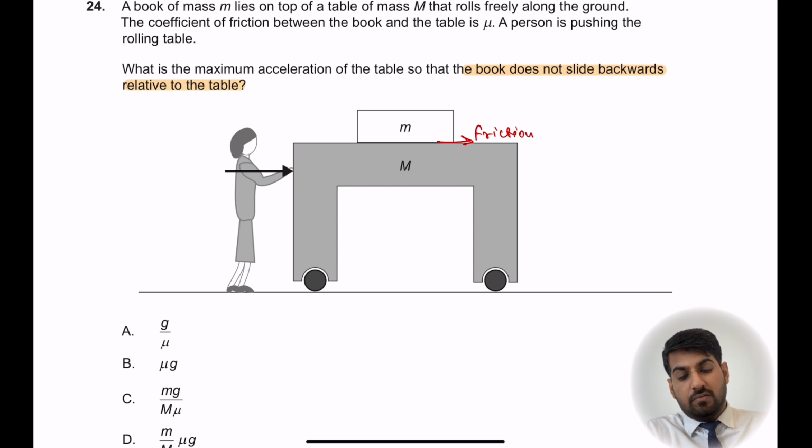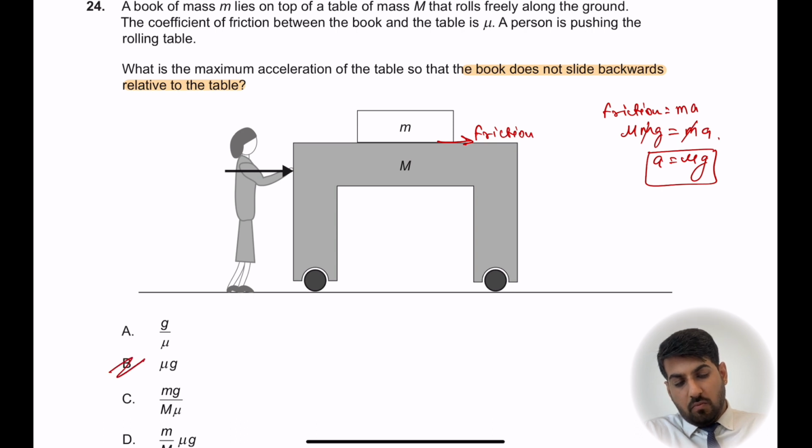This is important to understand why the friction acts, because for this block m, the friction is the only force which is making this possible. The friction equals ma if it wants to move with the maximum acceleration. So friction equals m into a, and friction is nothing but mu mg, equals m into a. So m gets cancelled, and acceleration will be mu times g. So the maximum acceleration so that the block does not slide backward will be option B.